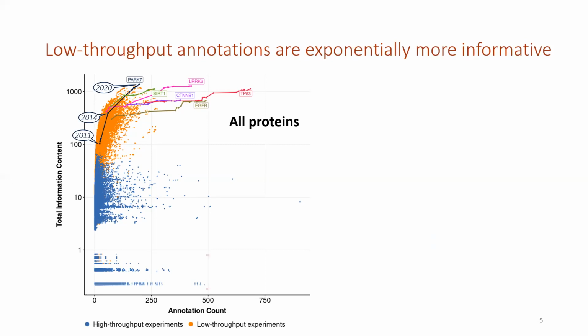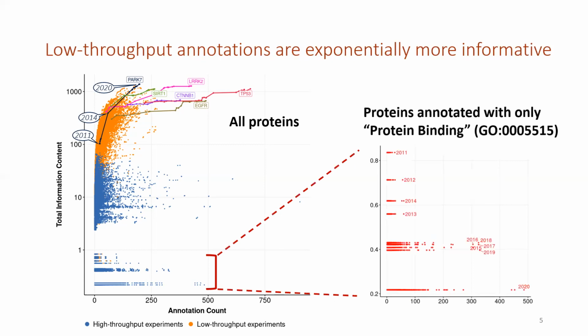Besides that, we select the proteins annotated with only protein binding term. Over time, more and more proteins are repeatedly annotated with this low information term, which is always below 1, making up a part of the ignorome.